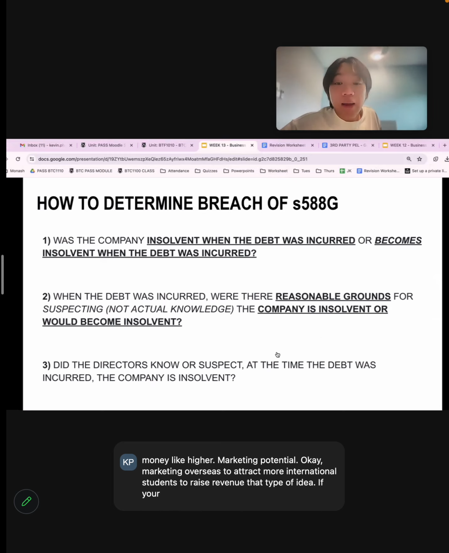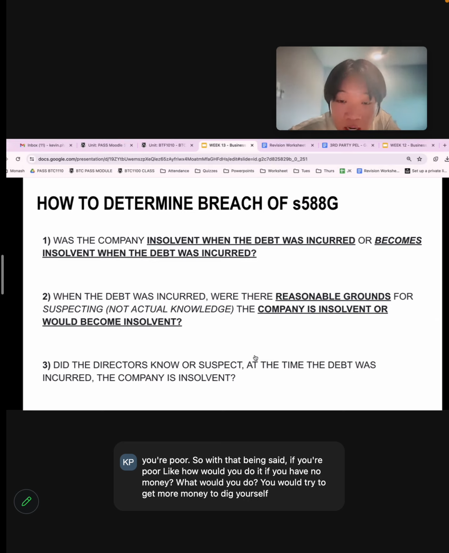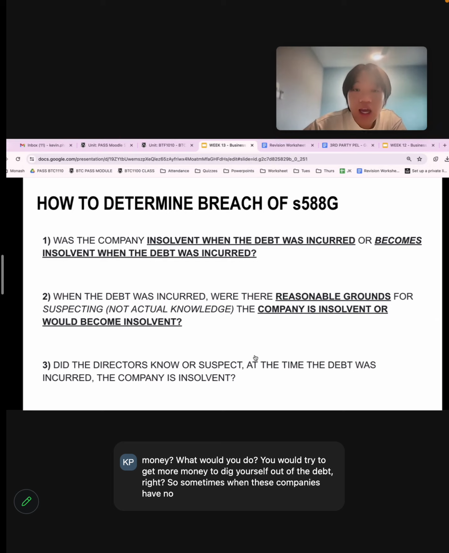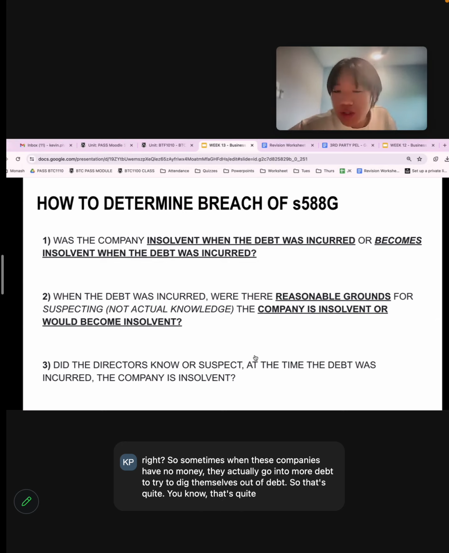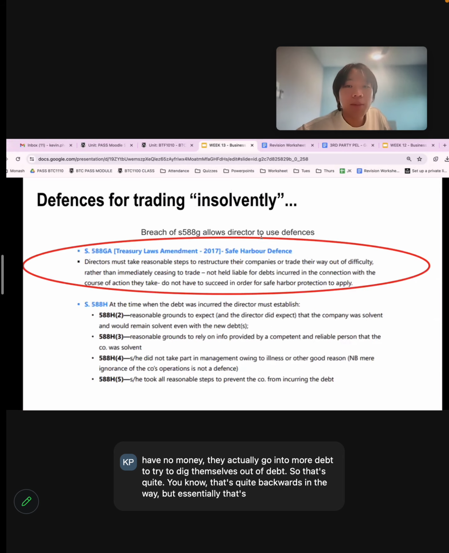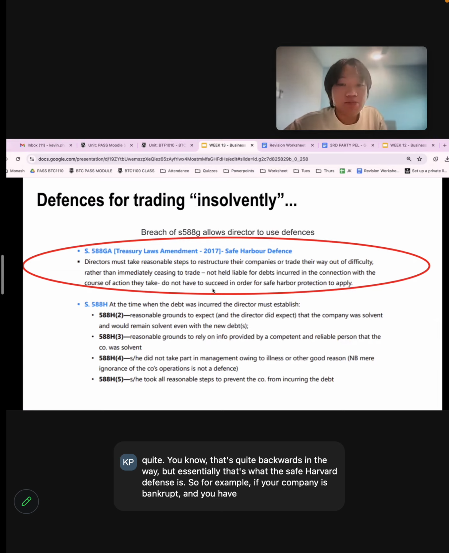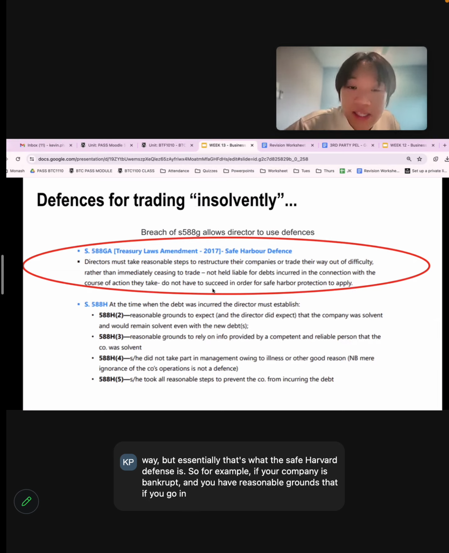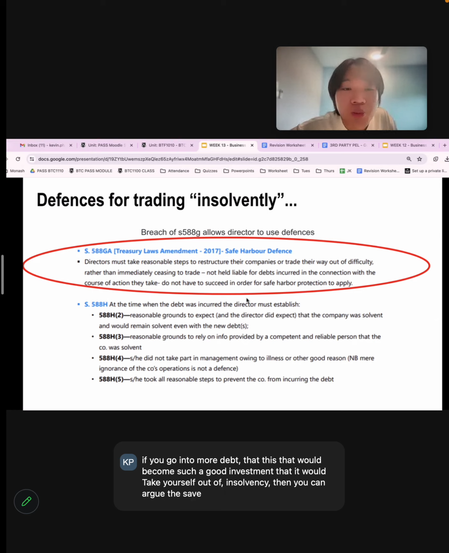Like, how would you do it? If you have no money, what would you do? You would try to get more money to dig yourself out of the debt, right? So sometimes when these companies have no money, they actually go into more debt to try to dig themselves out of debt. That's quite backwards in a way, but essentially that's what the safe harbor defense is. So, for example, if your company is bankrupt and you have reasonable grounds that if you go into more debt, this debt would become such a good investment that it would dig yourself out of insolvency, then you can argue the safe harbor defense and you will succeed.